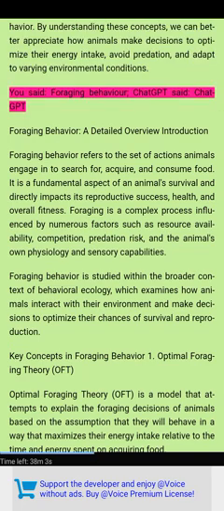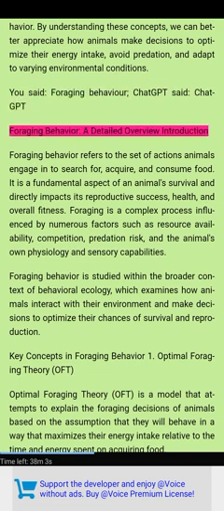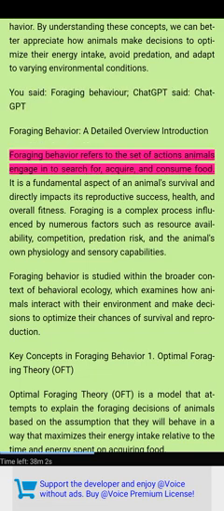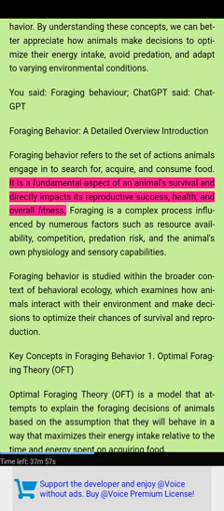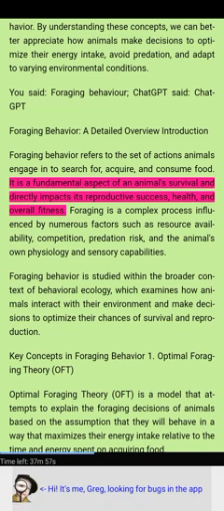You said, foraging behavior. ChatGPT said: Foraging behavior, a detailed overview. Introduction. Foraging behavior refers to the set of actions animals engage in to search for, acquire, and consume food. It is a fundamental aspect of an animal's survival and directly impacts its reproductive success, health, and overall fitness.